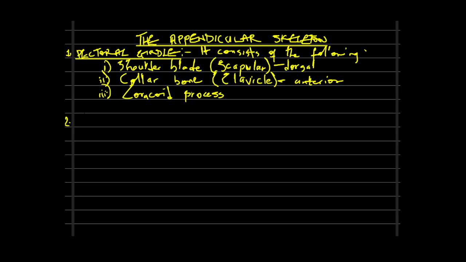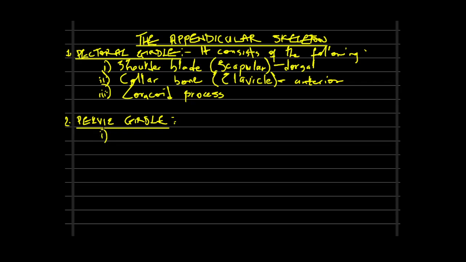And then the second girdle we'll be talking about is the pelvic girdle. When we finish discussing the girdles, then we'll go to talk about the limbs. Like we have for the pectoral girdle, the pelvic girdle also has its own bones that bring about its formation. This particular one has the fusion of three bones.